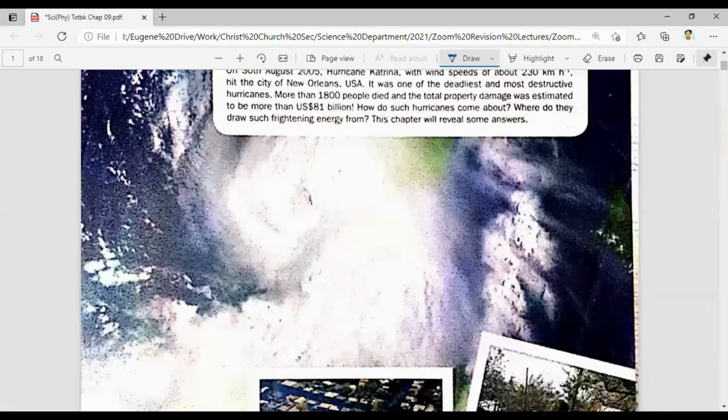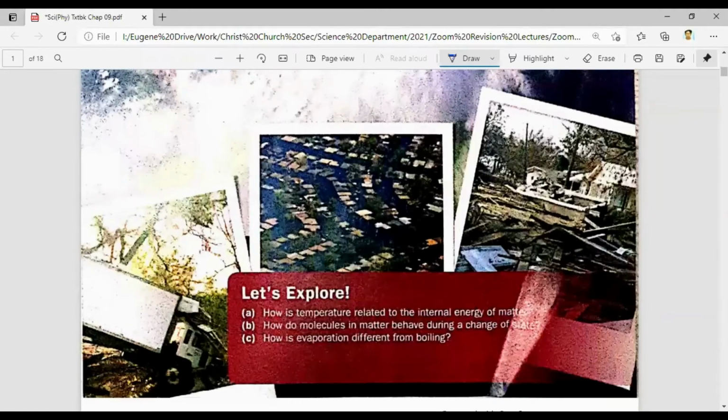In this chapter, we're going to look at how temperature is related to this concept called the internal energy of matter. We're going to explore what happens during a change in state in terms of the molecules. The last part is about how evaporation is different compared to boiling, so we're going to compare these two. These are the three big things that we'll be looking at.